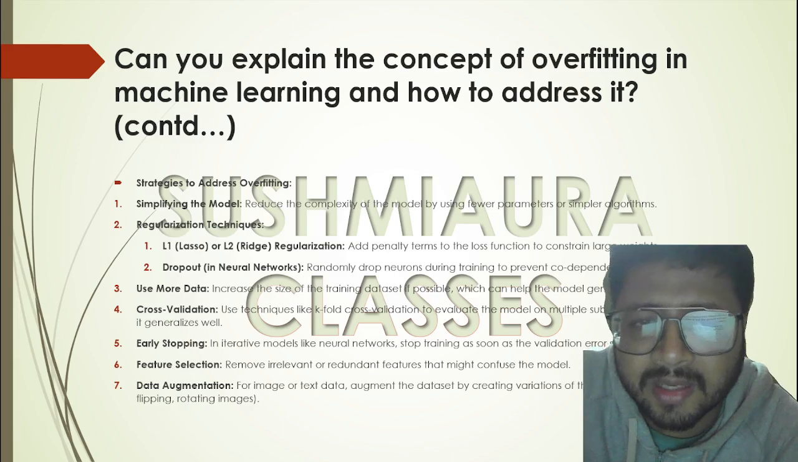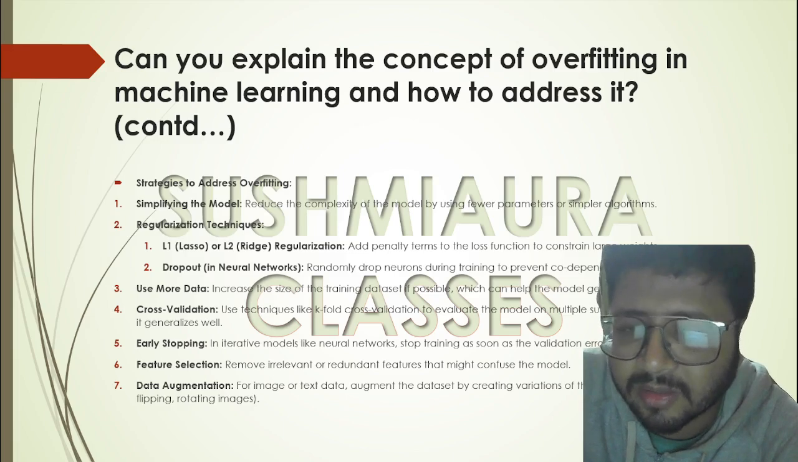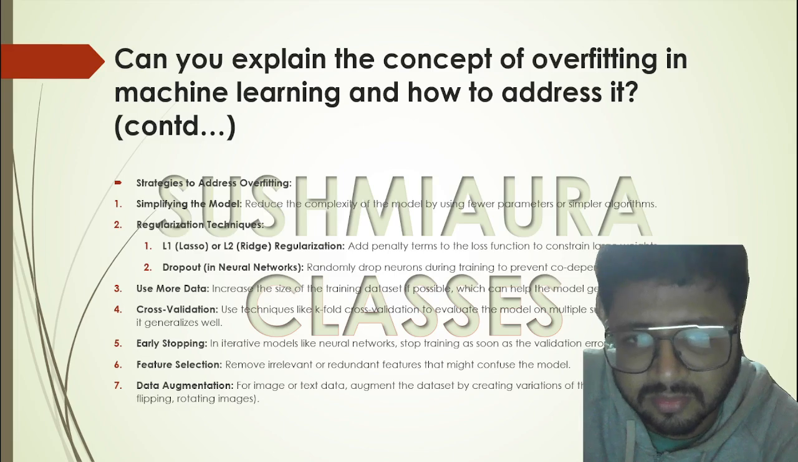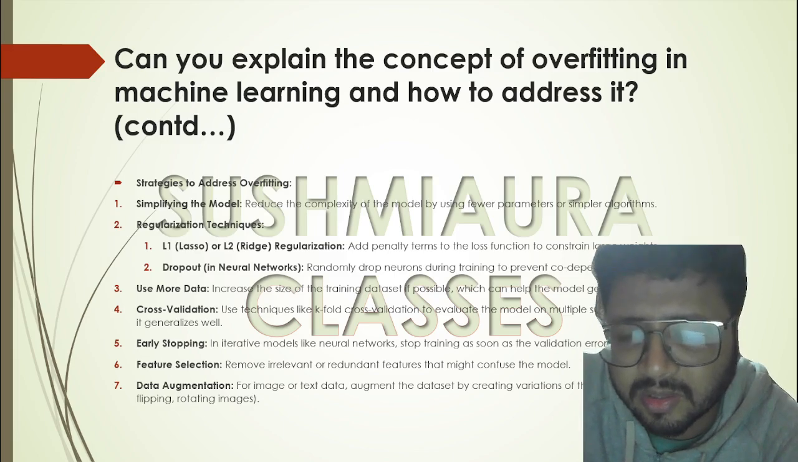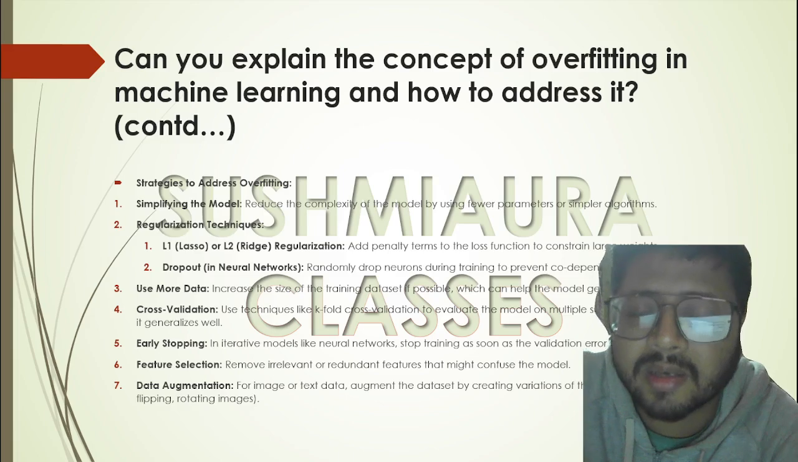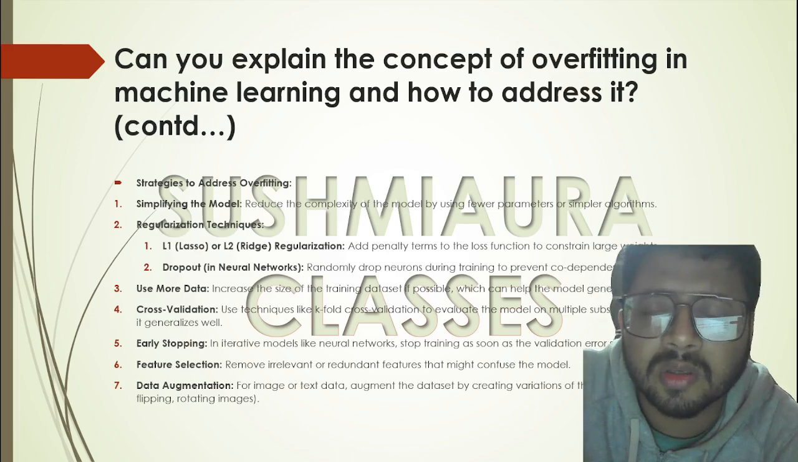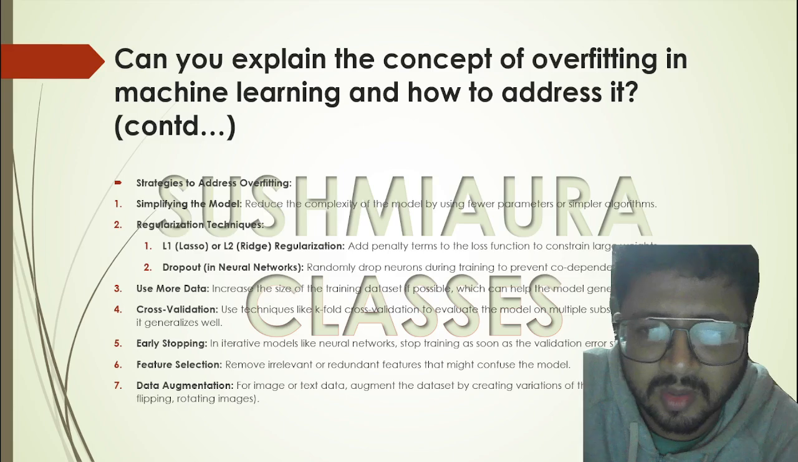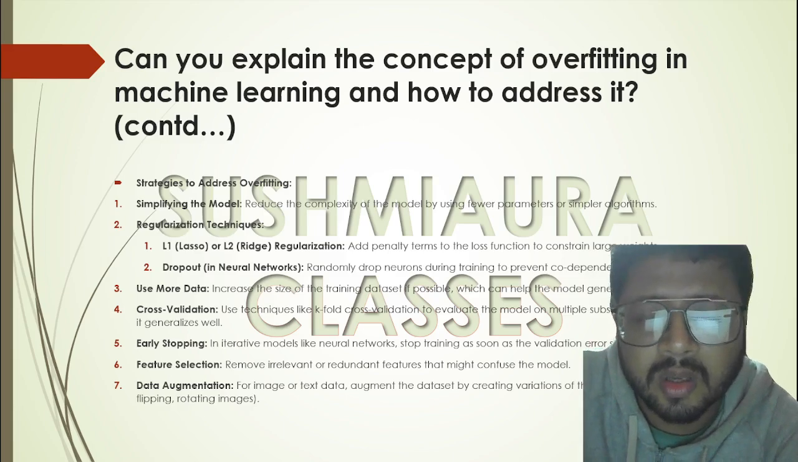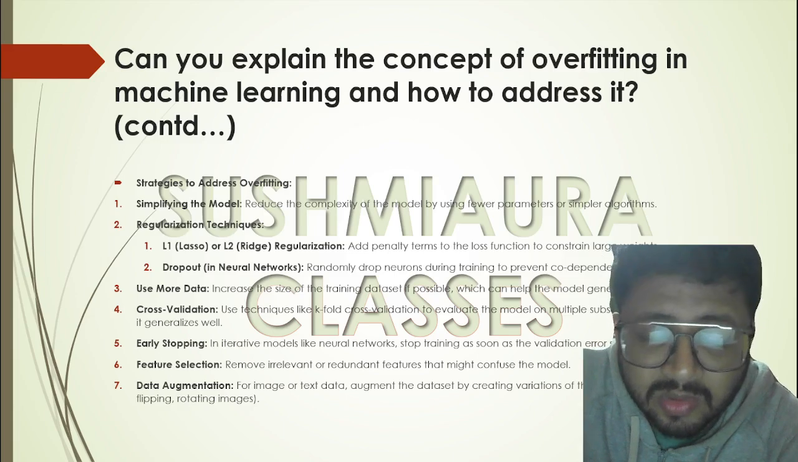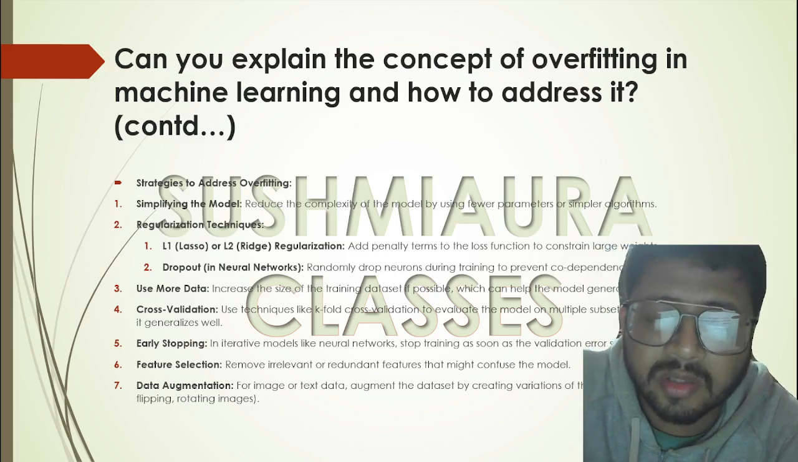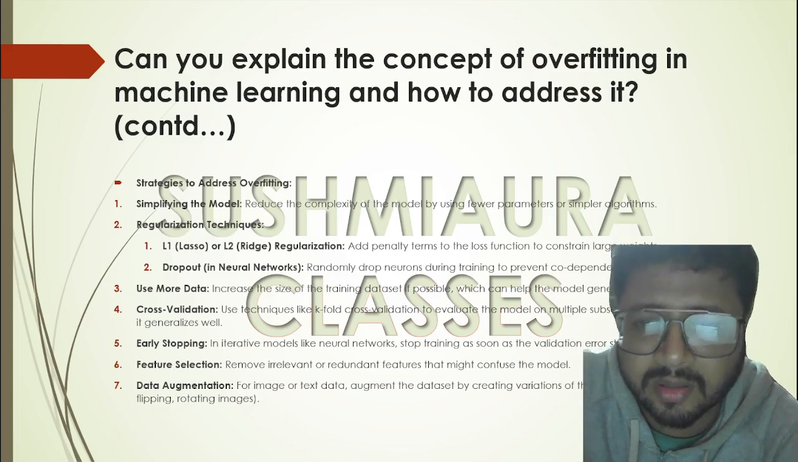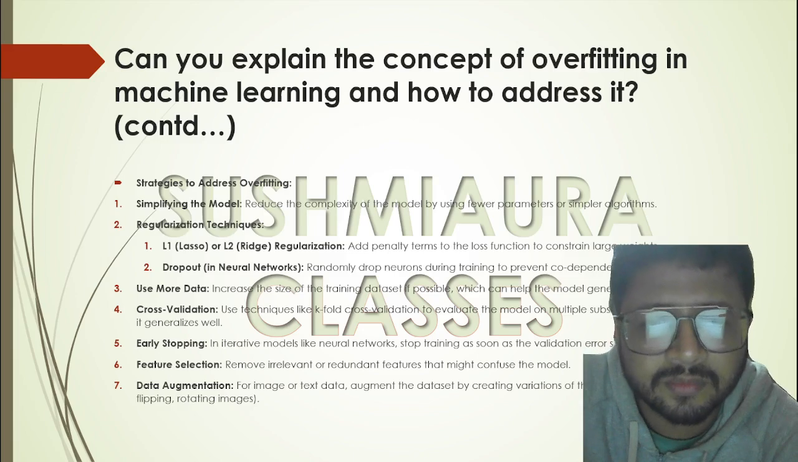Now regularization techniques can be added in two ways. One is lasso or ridge regularization, which is used in the case of regression and traditional models, and in the case of neural networks we implement dropouts to address overfitting. Okay, the third step is that we can use more data so that the model can generalize better.